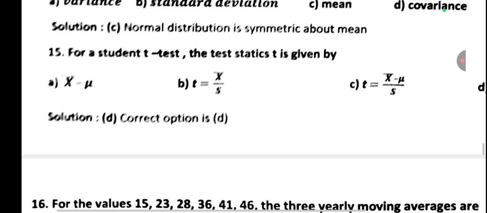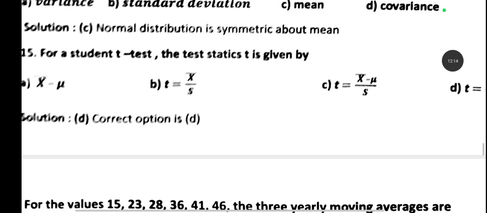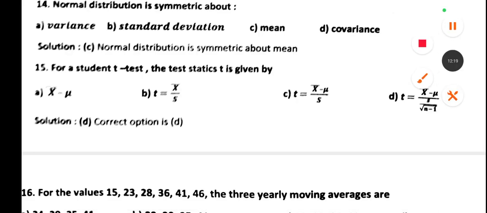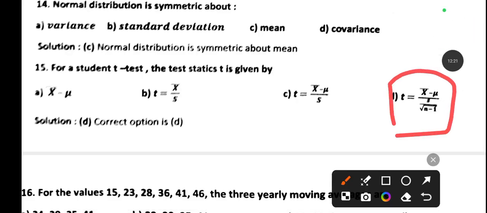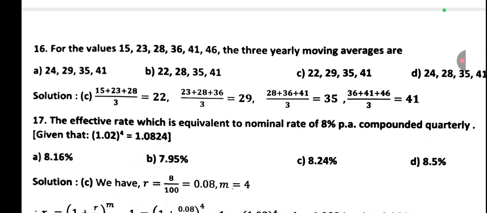And the 15th, ma, student t-test, test statistic. Hope you know t is equal to x bar minus mu by s by root over n. So s by root over n or s by root over n minus 1, whatever they may give in the question, check it. This question is repeatedly asked, ma. Now we are doing the 4th board question paper.